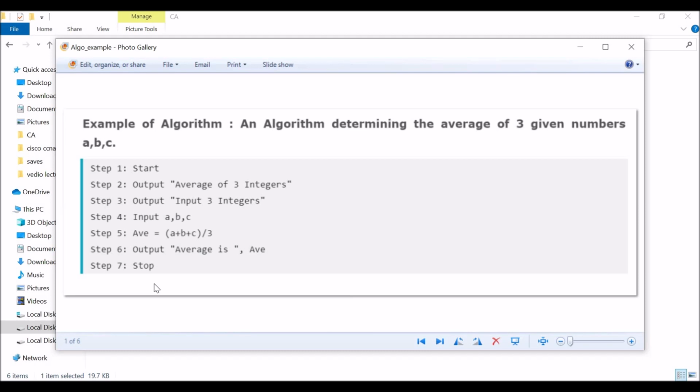Then we take the user input of the numbers, like A is 5, B is 10, C is 9, and we finally calculate the average. What is the formula for that? We have to do the addition and divide it by the number of integers. Then we output that the average is the value that is stored in R, and then we stop. So this is a simple example of how to write an algorithm for a given problem.